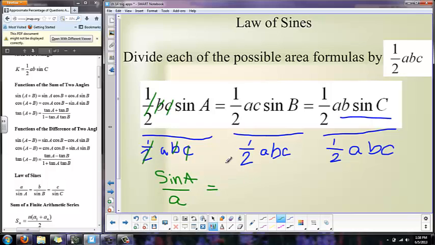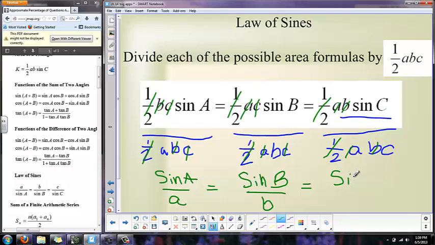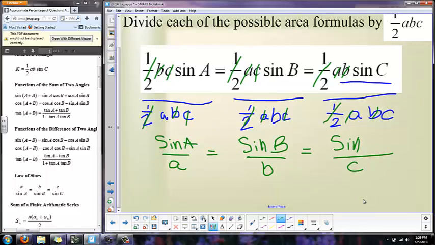And that's equal to. Let's cross out some stuff over here. Goodbye 1/2. I see 2 A's and I see 2 C's. So sine of B divided by side B. And the last one, goodbye. See you later. Adios. Okay. Sine of C over side length C. Okay.